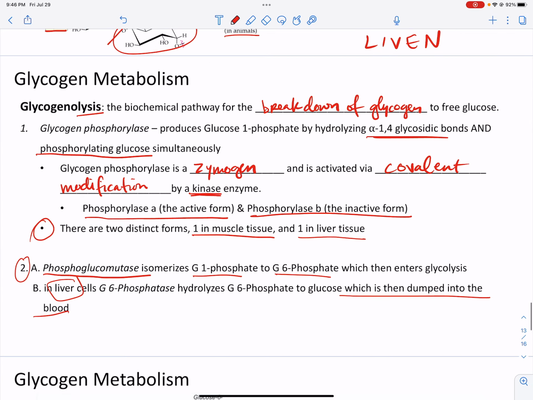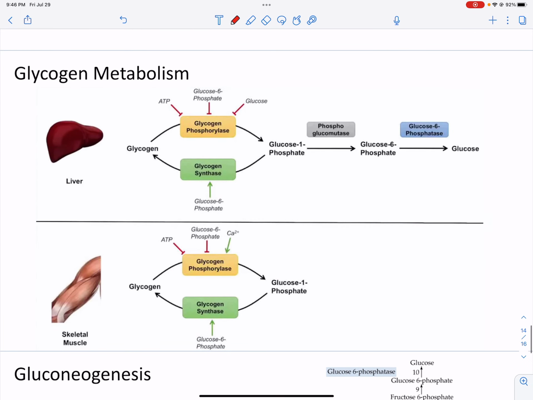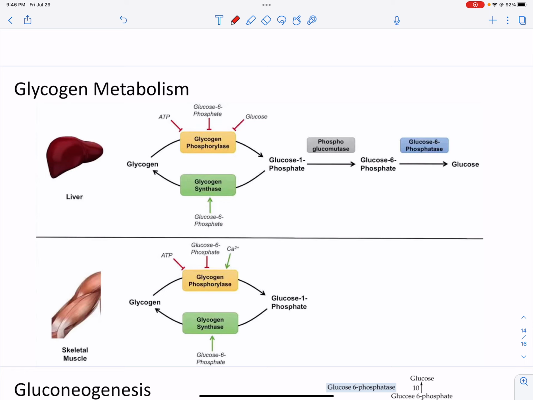All right, let's talk a little bit more about the difference between glycogen phosphorylase in your skeletal muscle and in your liver. And so I'm going to talk about the allosteric modulation of this enzyme. You see all these little activators and inhibitors of glycogen phosphorylase. Why is it different in the muscle versus in the liver? And so I want to talk about the muscle first. Okay, so I'm going to be down here.